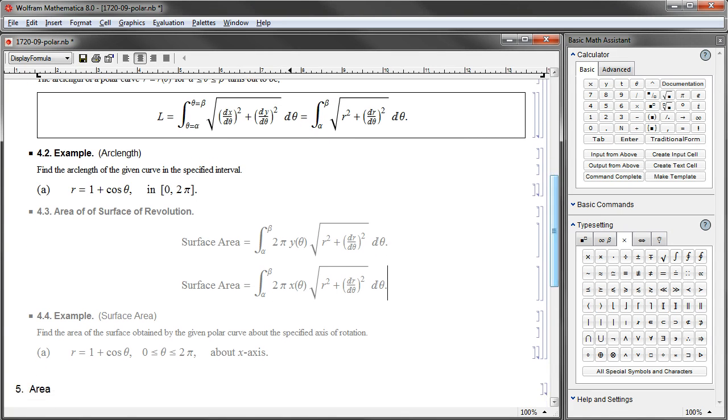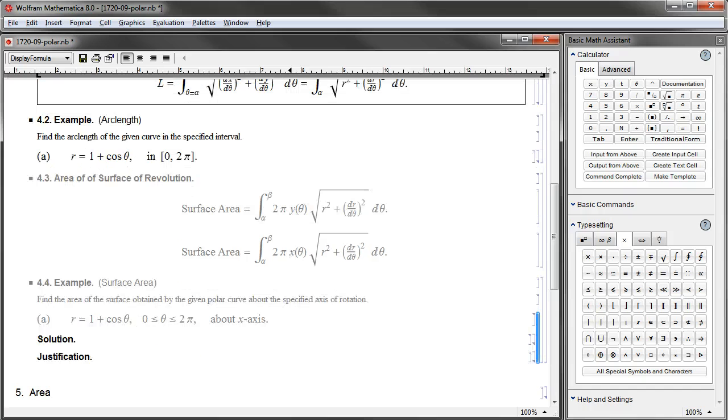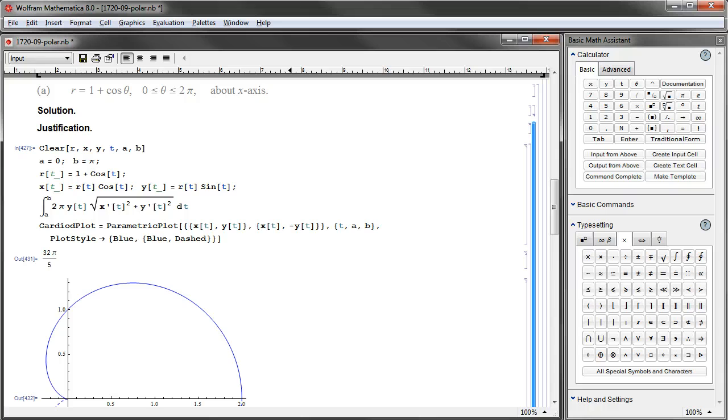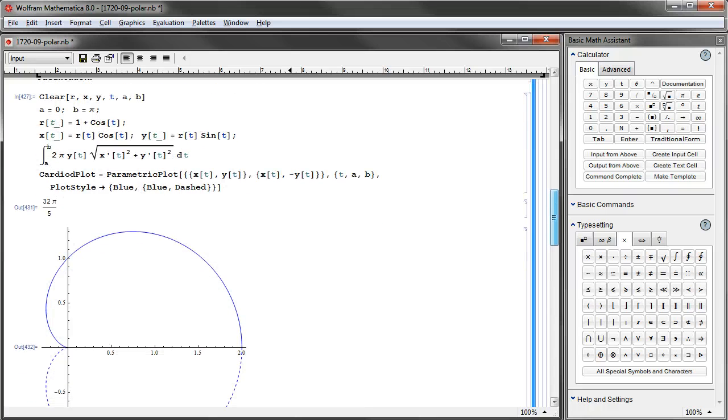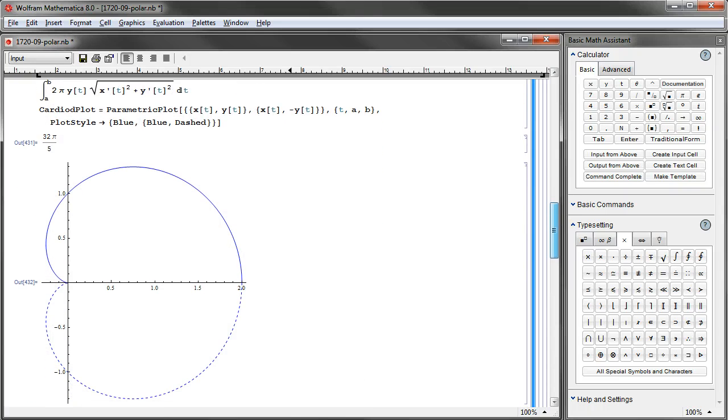Let's do a computation here. Let's begin with the cardioid again, r equals 1 plus cosine of theta, and let's rotate it with respect to the x-axis. And here's the picture actually. And here it is.